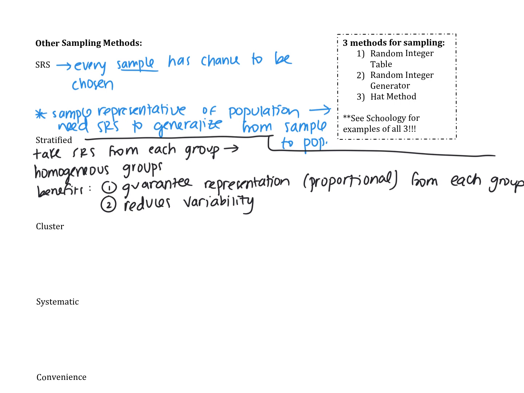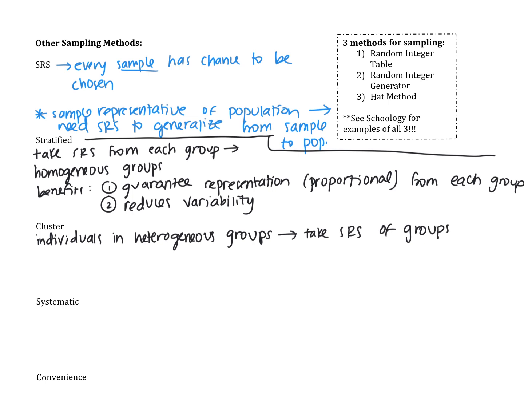Next one is cluster, where we have individuals in heterogeneous groups, we take a simple random sample of those groups and we survey all individuals in those groups. So this is a big difference, but it's a little difficult, I think, to understand from that definition.